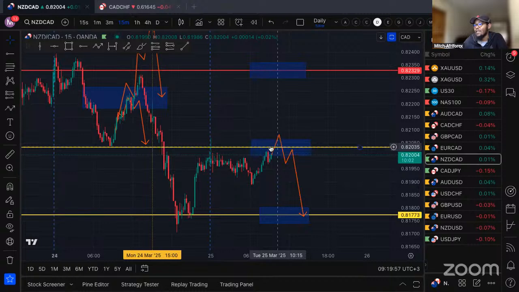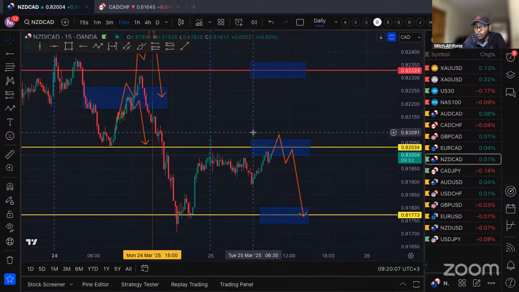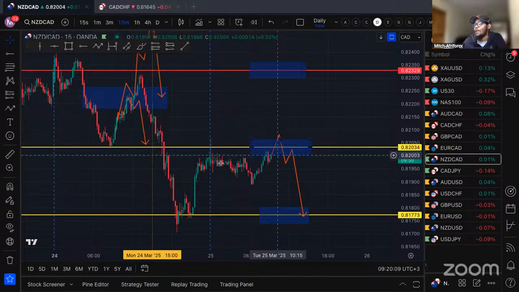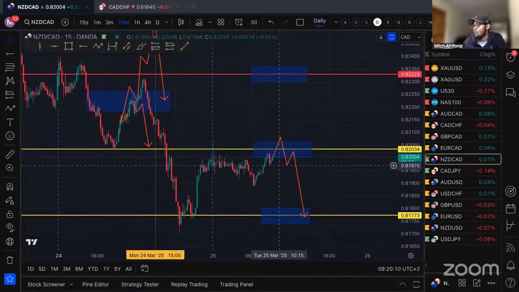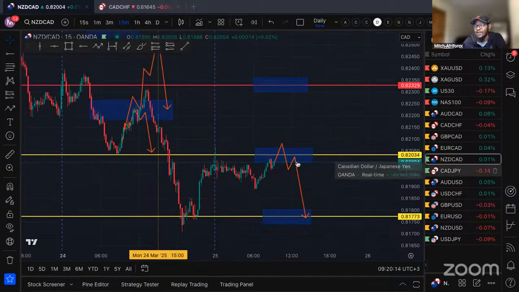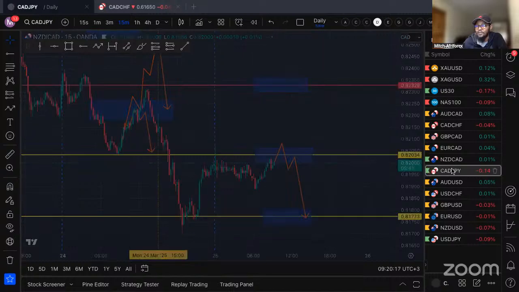But if the price ends up holding to the upside, remember the price is most likely going to come back all the way up to the red support resistance area before we're able to look for those selling opportunities. So we'll wait to see what ends up happening on the New Zealand dollar against Canadian dollar, but at least this one is within an area of interest, but we do need to see signs that the big boy sellers are actually interested in that.